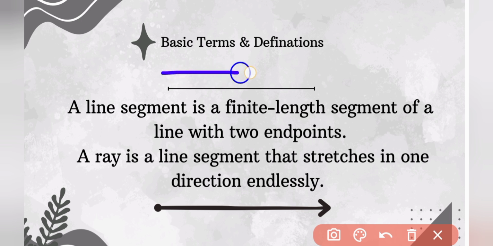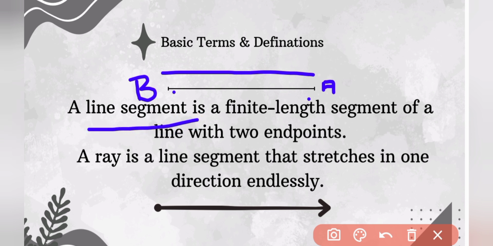You can see this example. This line has 2 points here and here. This is A and this is B. So this line has a finite length, which is said to be a line segment.